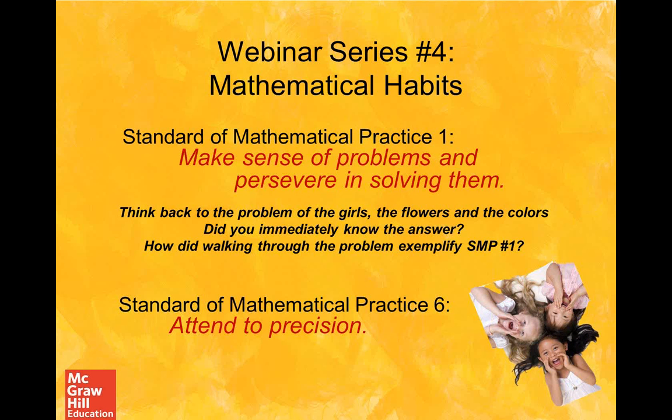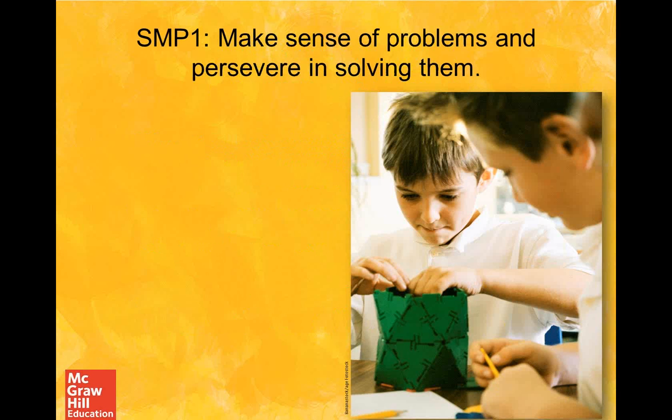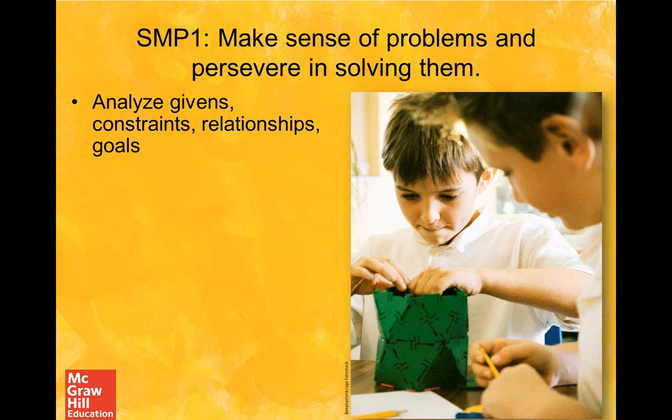So the girls keep popping up wherever we look. So let's go back now and think about practice number 1, about making sense of problems and persevering in solving them. Students start by explaining to themselves the meaning of a problem. They have to look for entry points to the solution. They need to analyze what's given, what are the constraints, the relationships, and the goals of the problem. They may make conjectures about what form or meaning the solution may have. And then they plan a pathway.